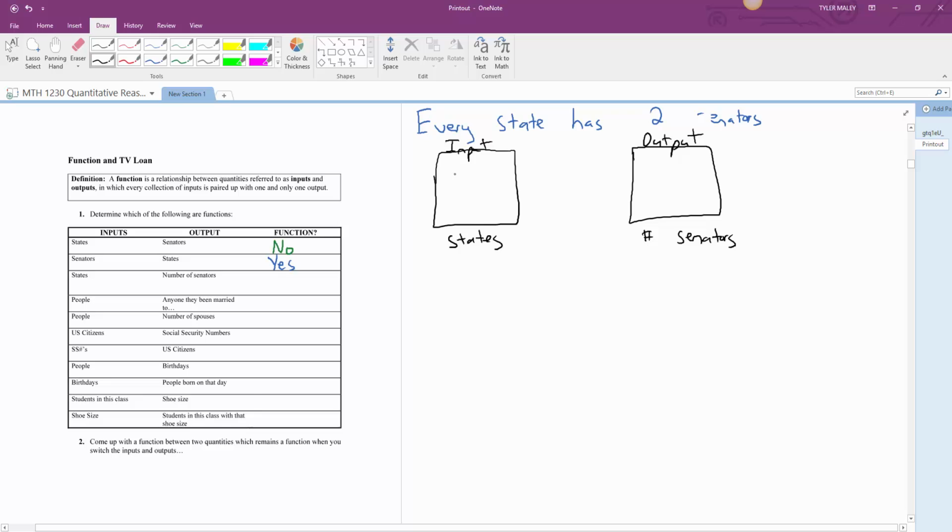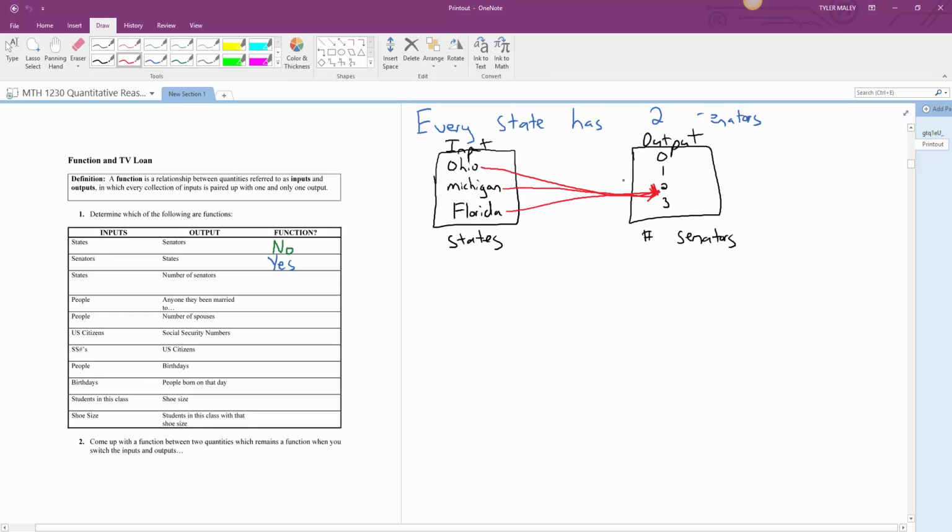In the states, I could have Ohio, Michigan, Florida, and so forth. And for the number of senators, we could have 0, 1, 2, 3, numbers over here. So the mapping would look something like this. Ohio has 2 senators, so Ohio would be mapped to 2. Michigan would also be mapped to 2, and Florida would also be mapped to 2, because every state has 2 senators. So every state that we input is going to be mapped to 2.